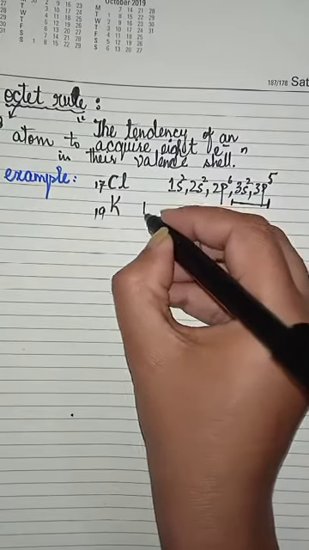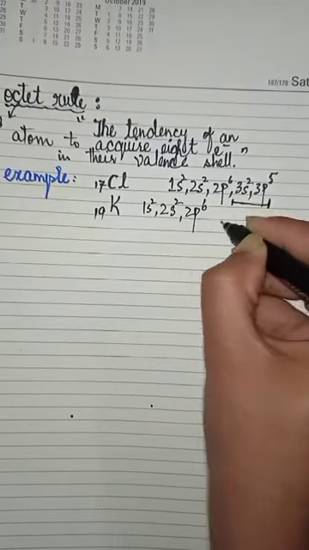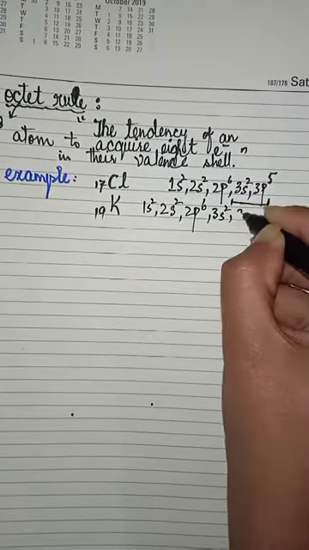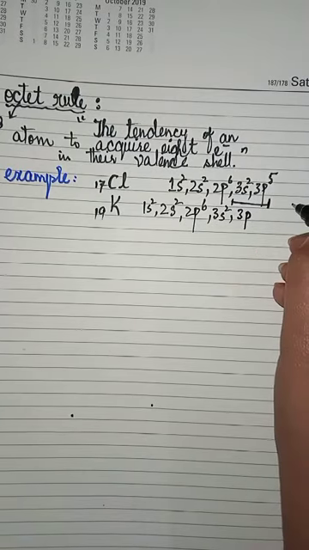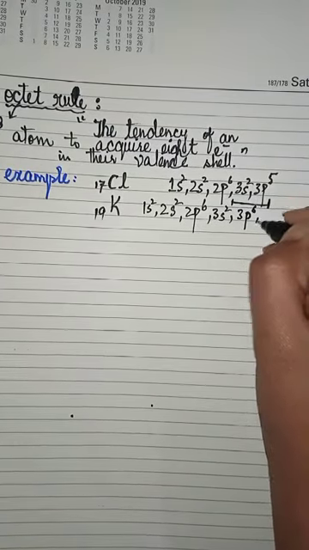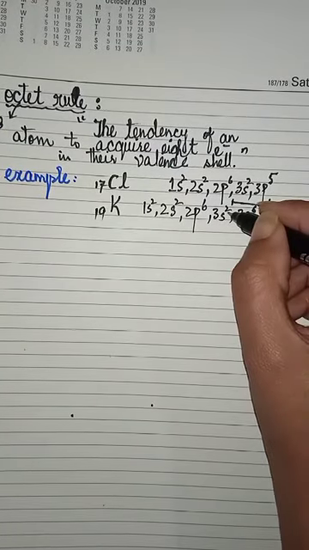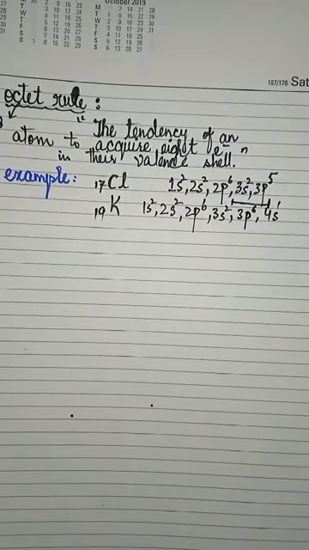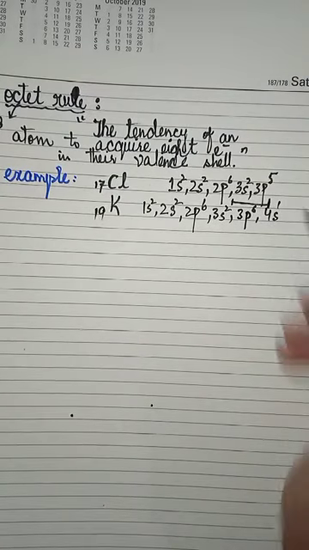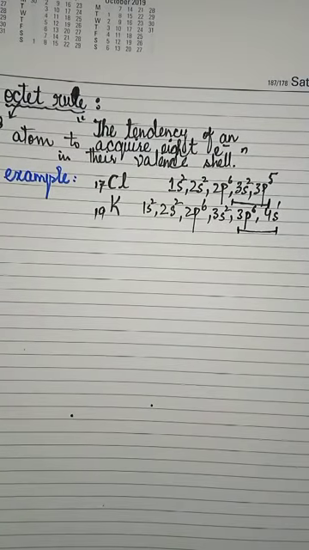Now what about potassium? 1s2, 2s2, 2p6, 3s2, 3p6, and 4s. The atomic number is 19. Yes, it's 4s1. So when it gets one more electron, it will complete its octet like this: 6 plus 2 will become 8.